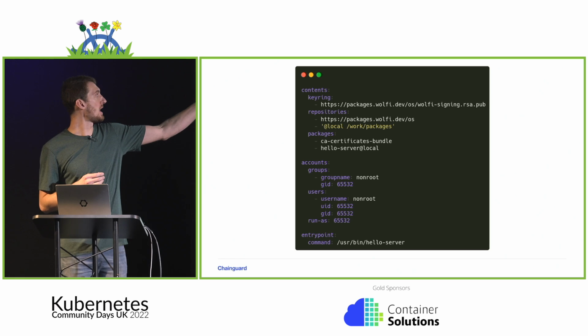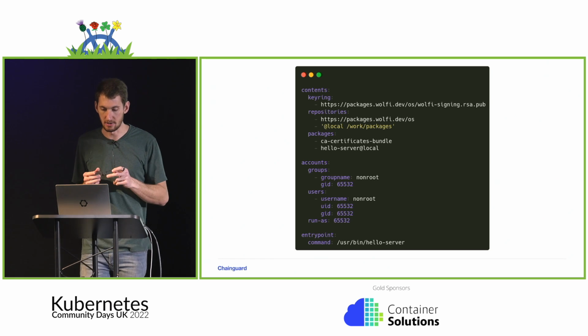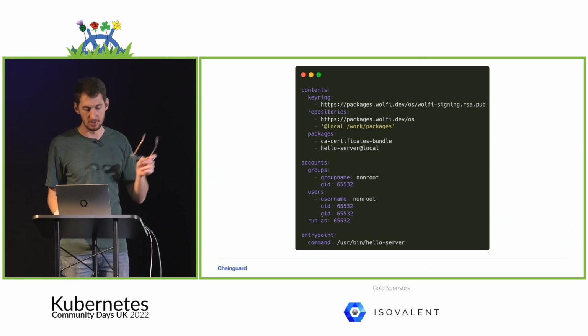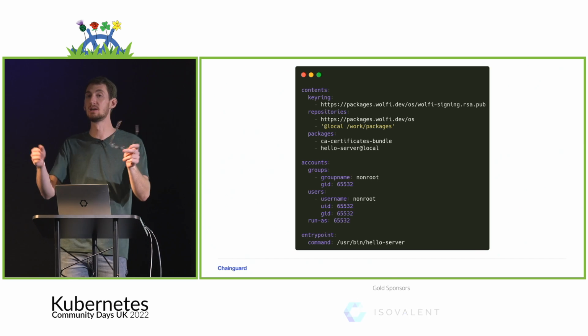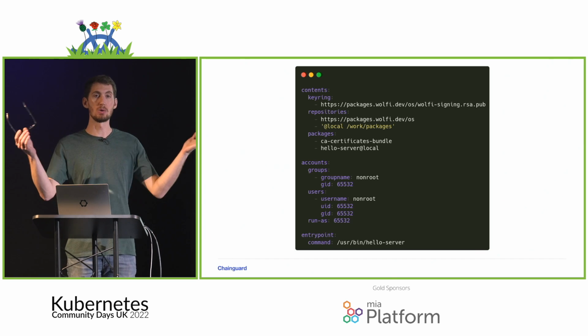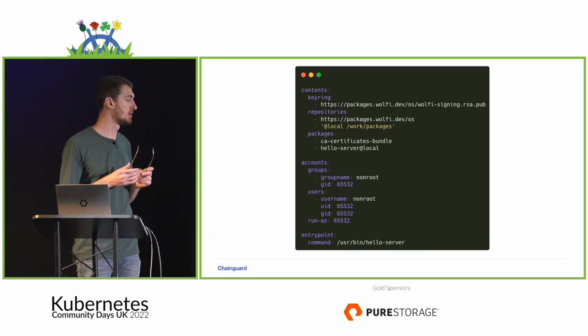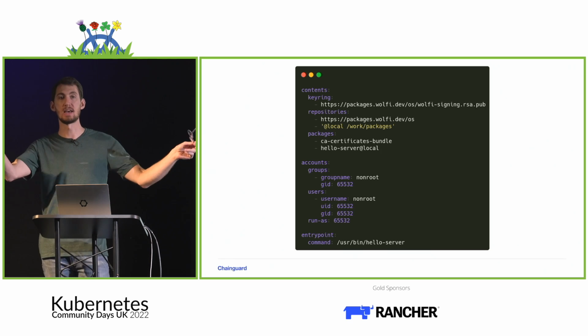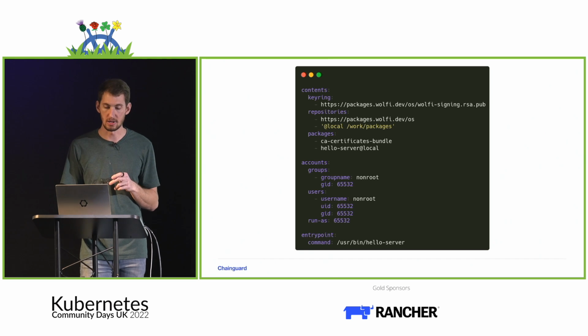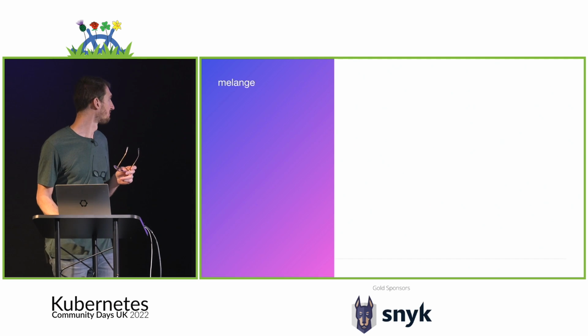And then you can see I have a local repository declared and a local package that we're installing. I mentioned that APKO requires APK packages to be built in. Wolfi is entirely APK packaged. How do you take your application and build that into an APK-based package? Well, that's where Melange comes in.